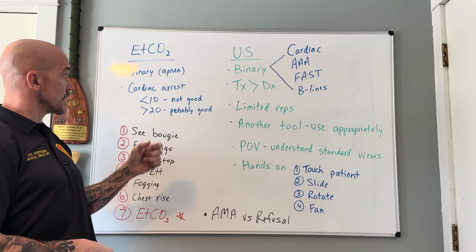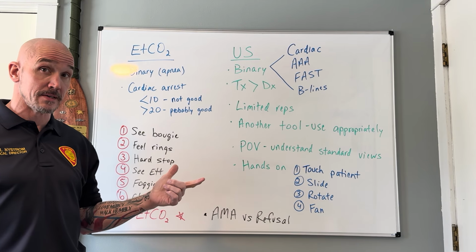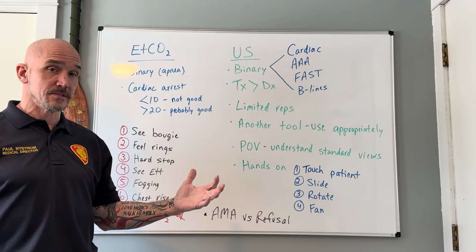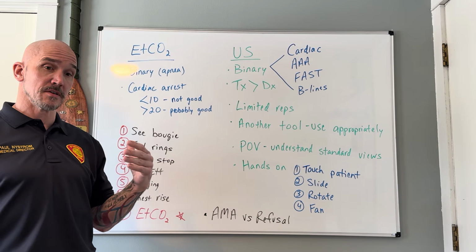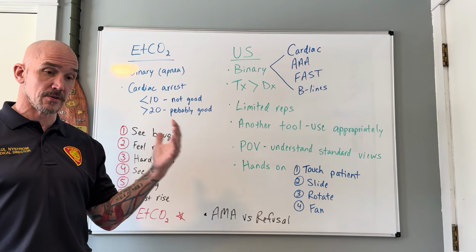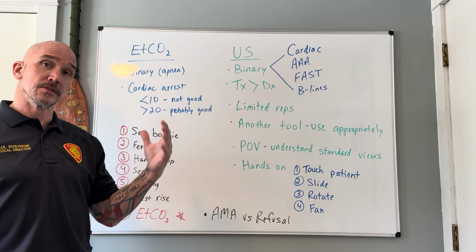In regards to cardiac arrest, there's some numbers that'll be in the PowerPoint that we talked about. Less than 10 isn't good, probably means bad CPR. Less than 10 at like 20 minutes is a bad prognosis. But again, it's a tool to use in regard with everything else, right? So you're still doing all your other stuff. You're still going to look with ultrasound, checking for a pulse. You're doing all the other things.